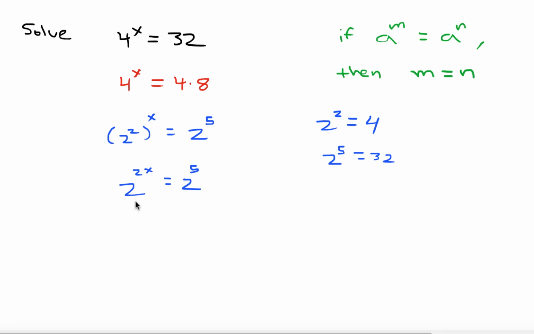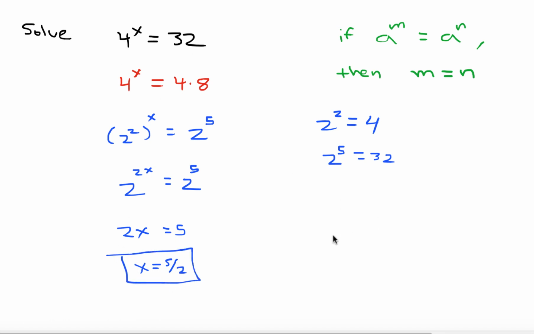But let's think about that now. If the bases are the same, what can we conclude about the exponents? If the bases are the same, then we can conclude that the exponents must be equal. It must be that 2x is equal to 5. And now we can solve this. Just dividing by 2 on both sides, what do we get for this final answer? x is equal to 5 over 2. And that is the solution here.